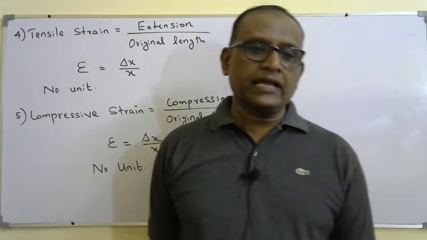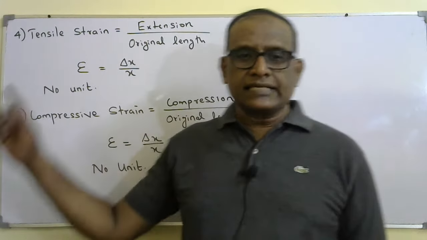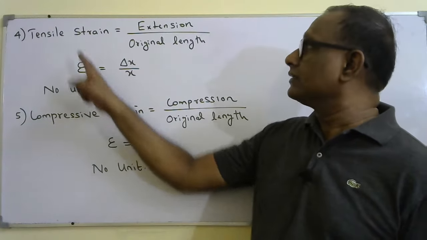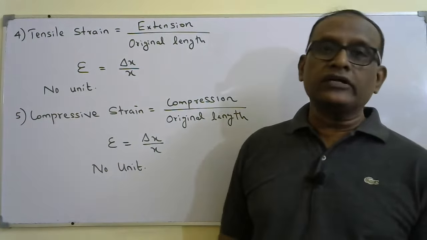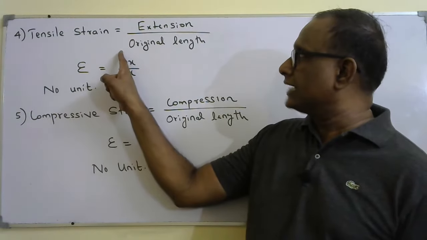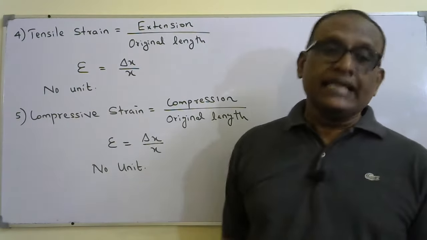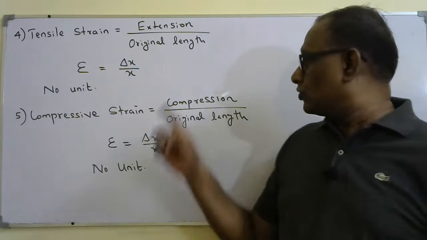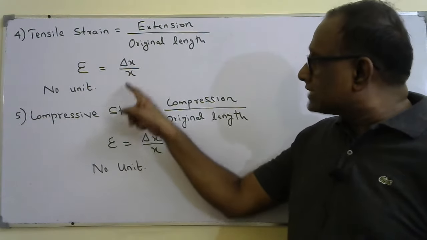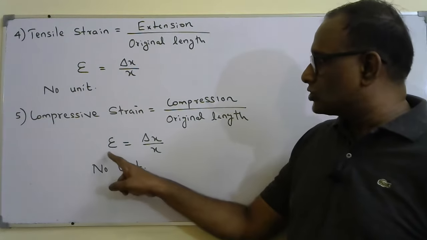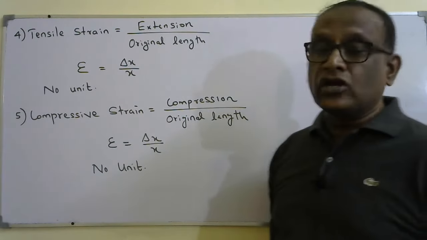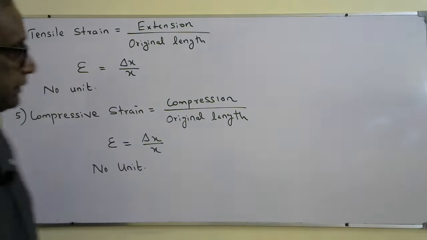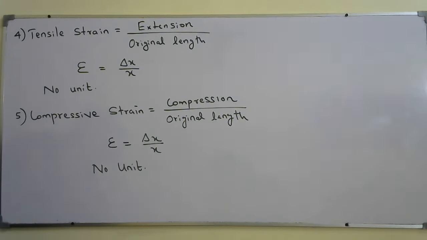So the next two things you should know are tensile strain and compressive strain. Tensile strain is defined as extension over original length. Both have the same unit, so no unit. The notation for tensile strain is epsilon equals delta x, the extension, over x, the original length. Same way, compressive strain is the amount of compression over original length, with the same notation, epsilon equals delta x over x, and also no unit. You must know these, but they're given in the data sheet, though it's better to remember them.